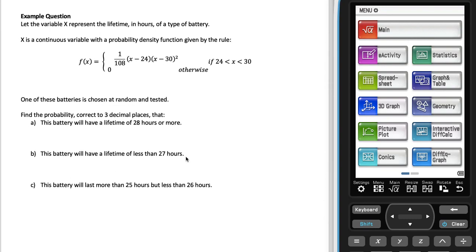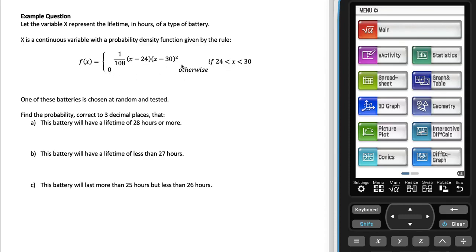Example. So let's just say, and this is the sort of question that would be typical of chapter 15, that we have a variable x that is representing the lifetime in hours of a type of battery. So how long a battery is going to last, basically. And we're being told that x is a continuous variable with a probability density function given by the rule f of x. And you can see we've got this rule for a cubic function for the domain from 24 to 30, but the function's equal to 0 everywhere else.